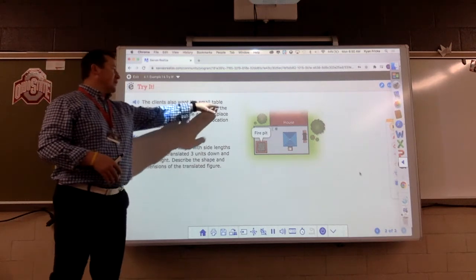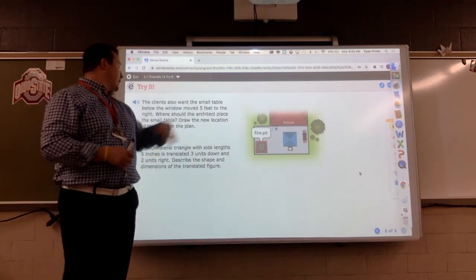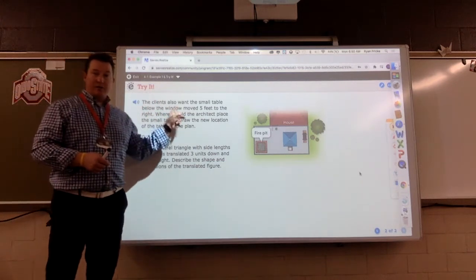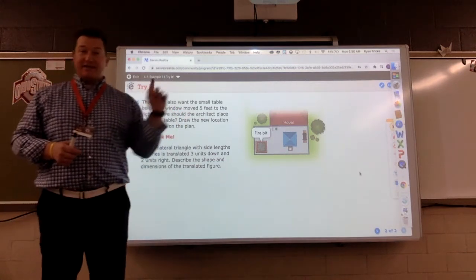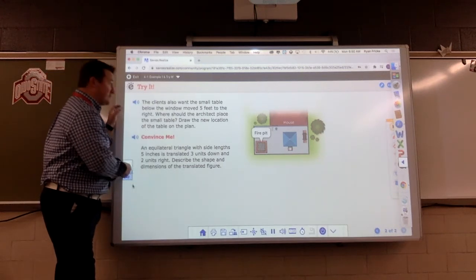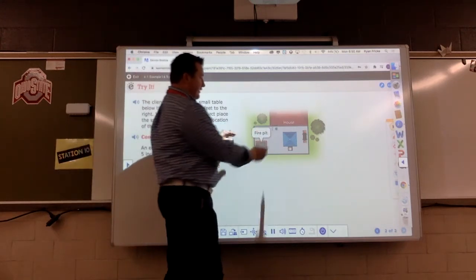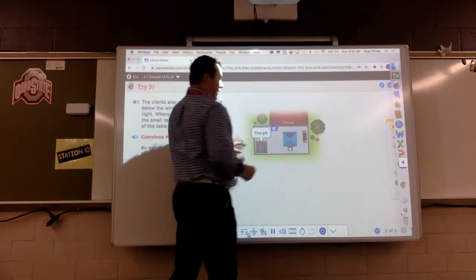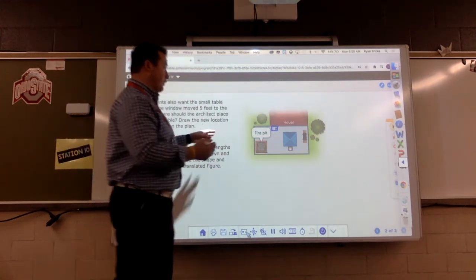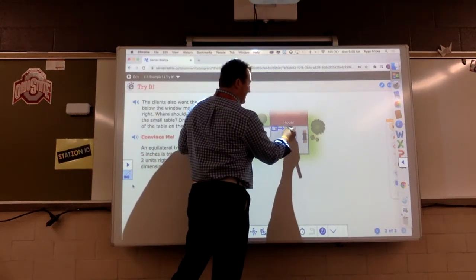Here's what we have. Clients also want the small table below the window moved 5 feet to the right. Right? Where should the architect place this small table? Well, if you read the problem correctly, it said they wanted it moved 5 feet to the right. All right? So, everybody find the small table. It's below the window. It's right here. Okay? Hopefully that came, yeah, you go, right there. So guys, it's just going to move 5 feet to the right. Okay? So it's literally just going this way 5 feet. So now maybe it's right over here.